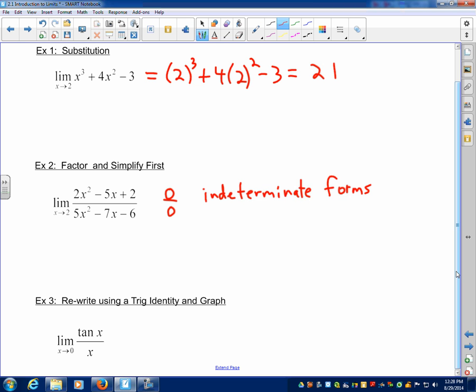But there are lots of indeterminate forms. In your book, they might list some others. But if you get 0 over 0, what you have to do is go back to the drawing board. You have to do some kind of algebraic simplification. I think you probably did this last year. So I have the limit as x approaches 2 of, can we factor this thing?